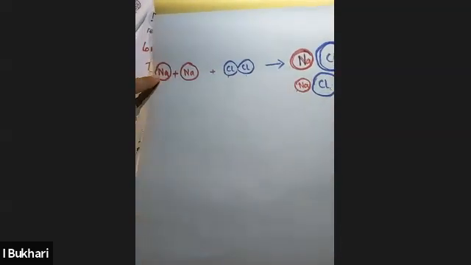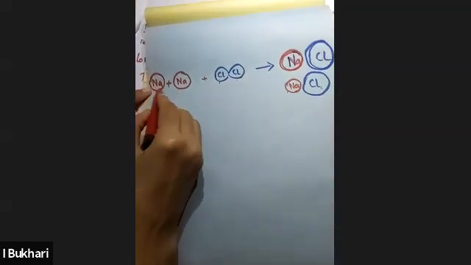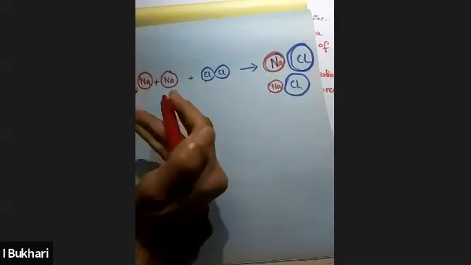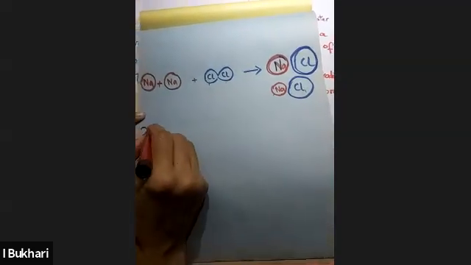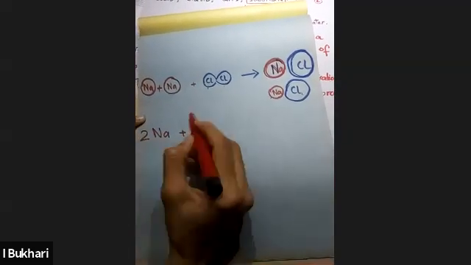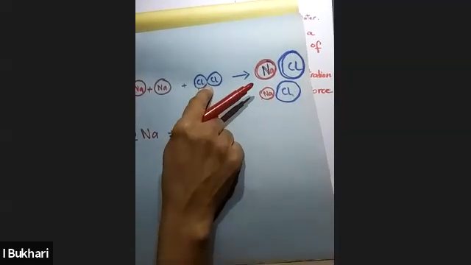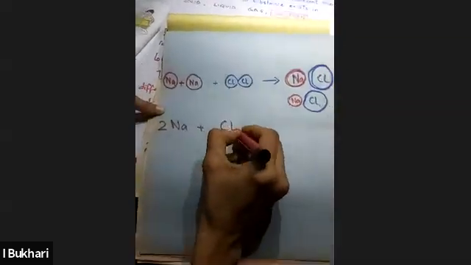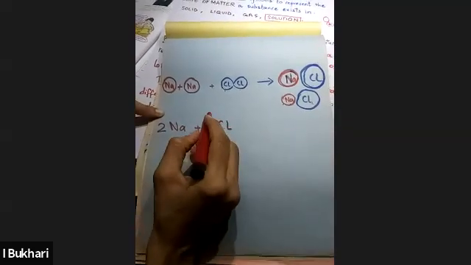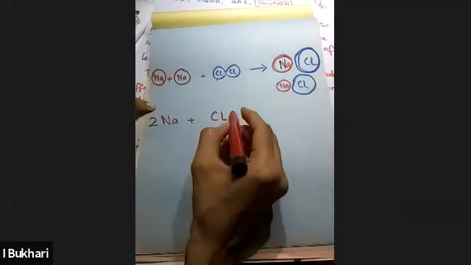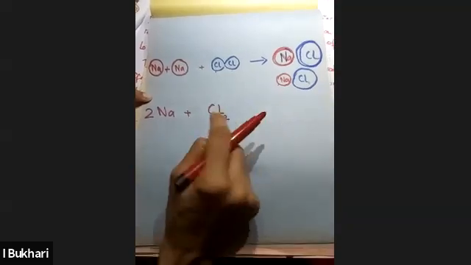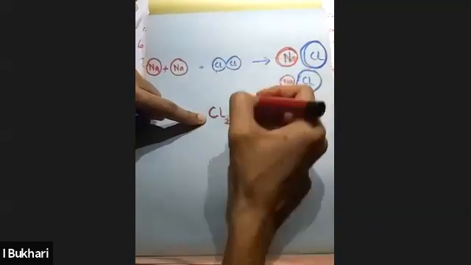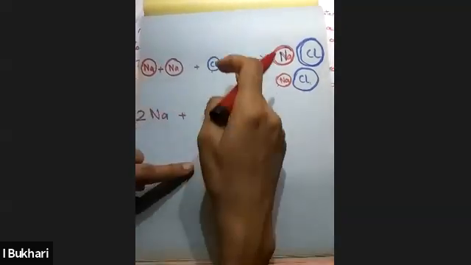So I have 2 sodium atoms separate, right? So I will write 2 sodium. But this is 1 molecule, so I will not write anything. When I don't write anything, it means 1. But a small 2 here, because there are 2 atoms within the same molecule.